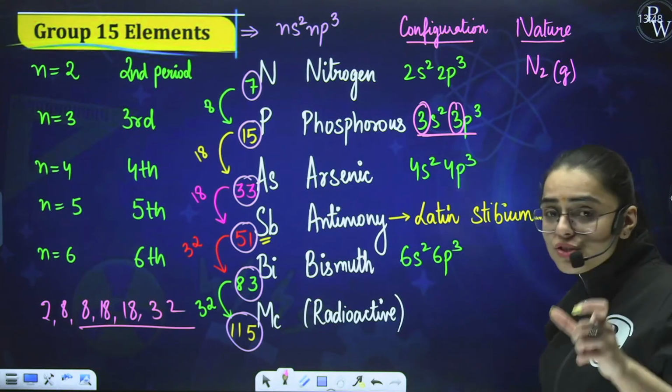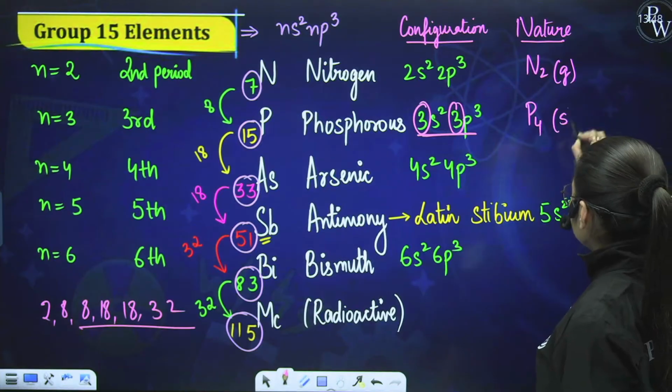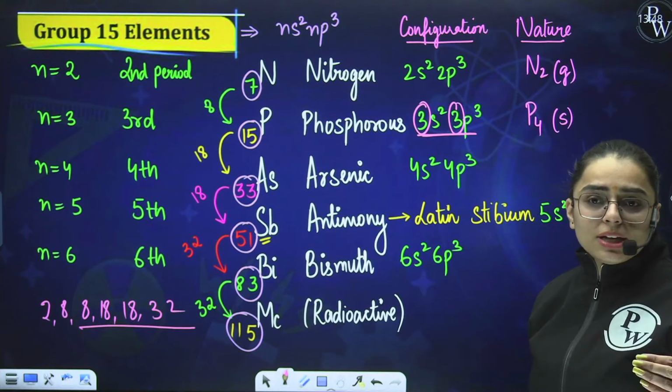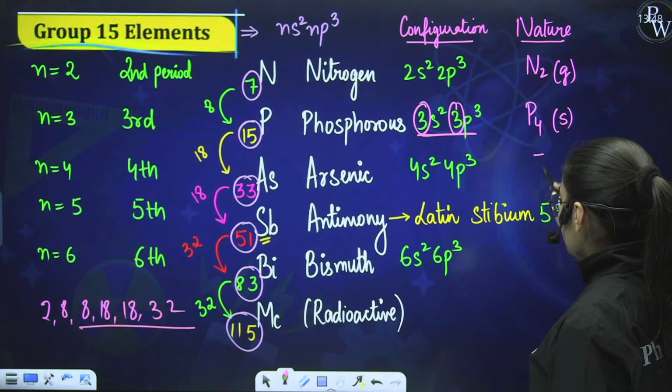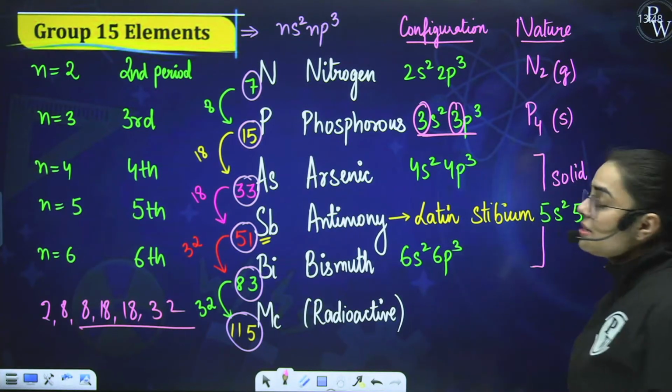If I talk about phosphorus, it exists as P4, and it is solid in nature. While if I talk about the other ones, they all are solid in nature. Arsenic, antimony, bismuth, they all are solid in nature. Is it clear to you?